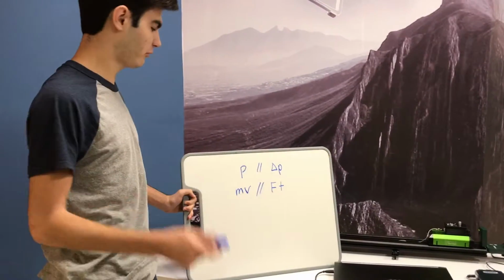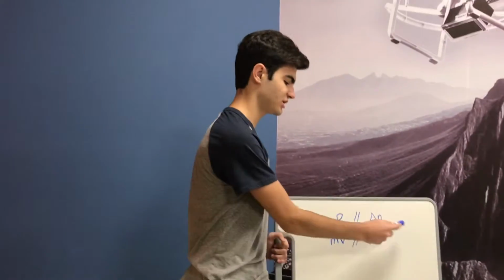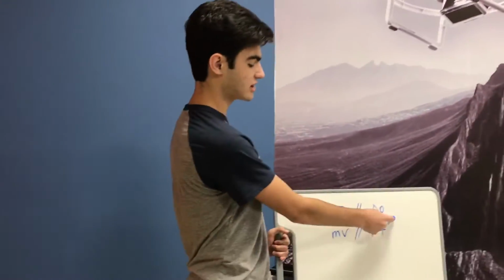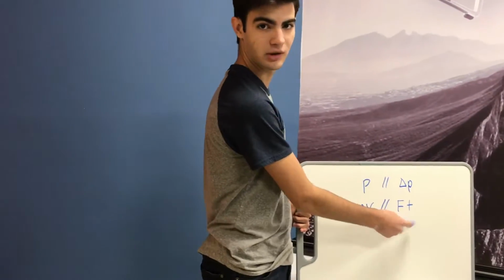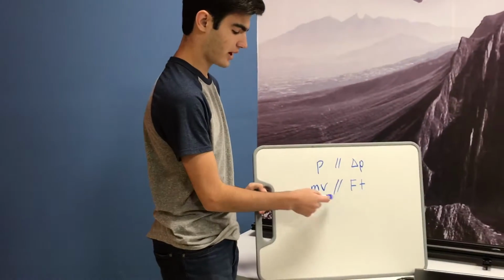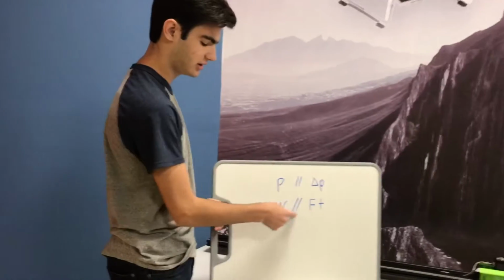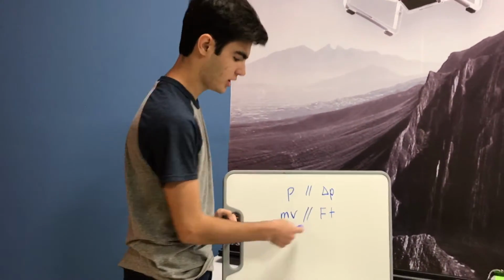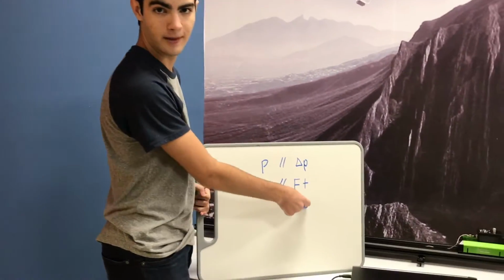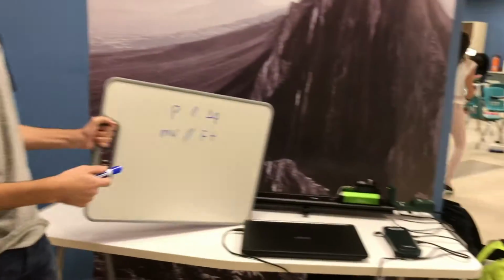So as we said before, we need to compare the momentum to the change in momentum, because the change in momentum is a force over time. We have mass, we have velocity, and we need to compare the product of these two to force times time. So our setup is the following.